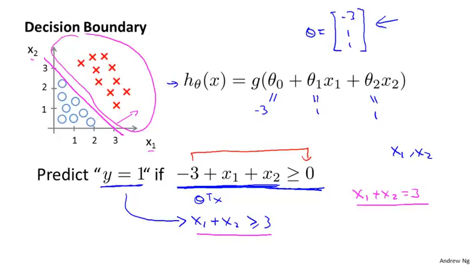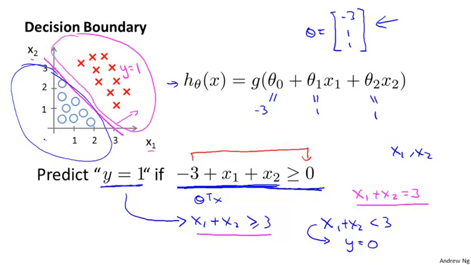It's really this huge region, this half space over to the upper right. And let me just write that down. I'm going to call this the y equals 1 region. And in contrast, the region where x1 plus x2 is less than 3, that's when we will predict that y is equal to 0. And that corresponds to this region. It's really a half plane, but that region on the left is the region where our hypothesis will predict y equals 0. I want to give this magenta line that I drew a name. This line there is called the decision boundary.